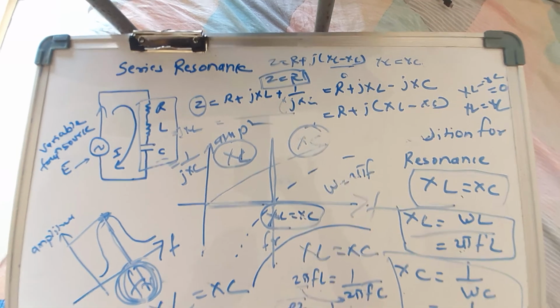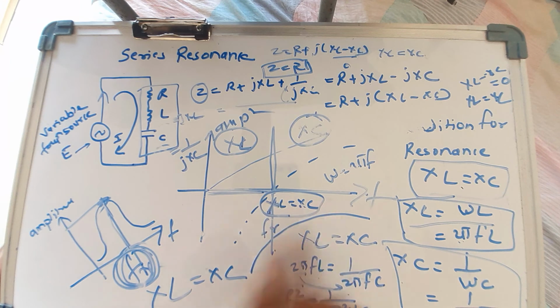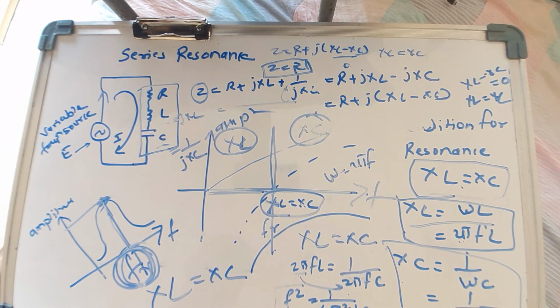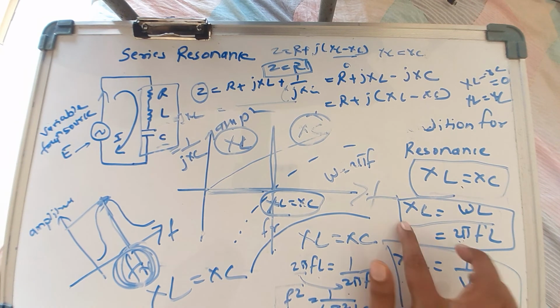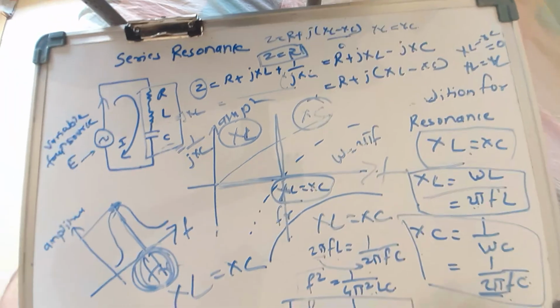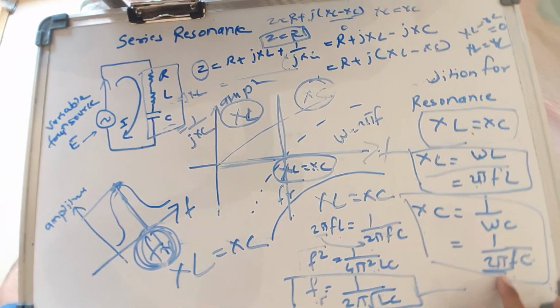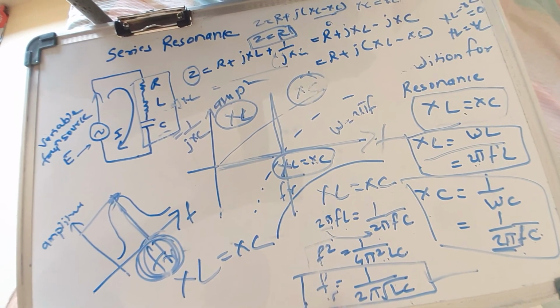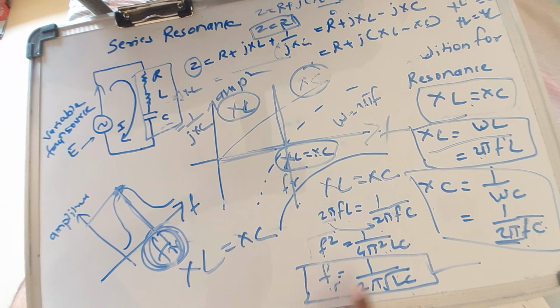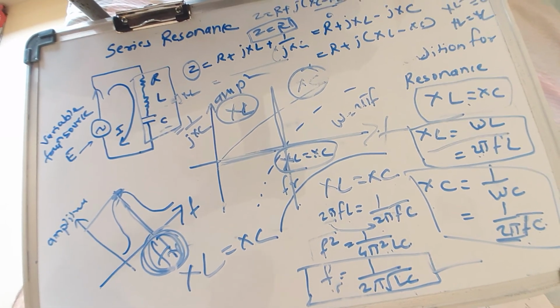So today we saw the graph of series resonance, then the condition for resonance, that is XL equals XC, where XL equals 2 pi fL and XC equals 1 upon 2 pi fC. Then we equate them and get the resonant frequency. Students must remember this: resonant frequency equals 1 upon 2 pi under root of LC.